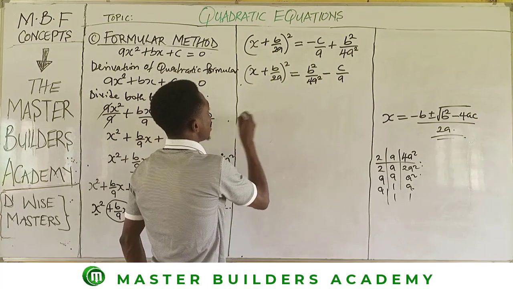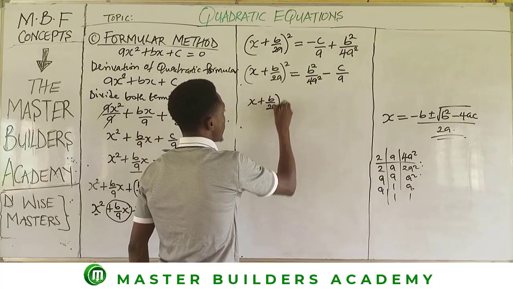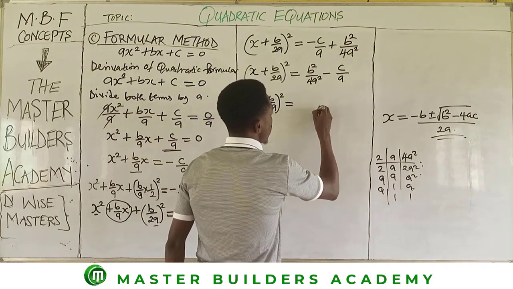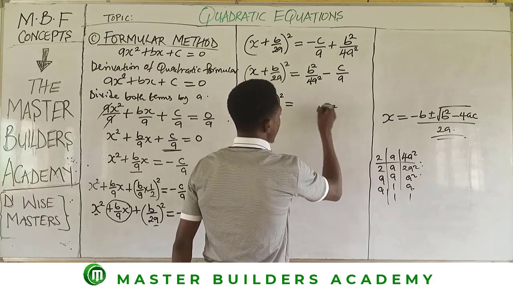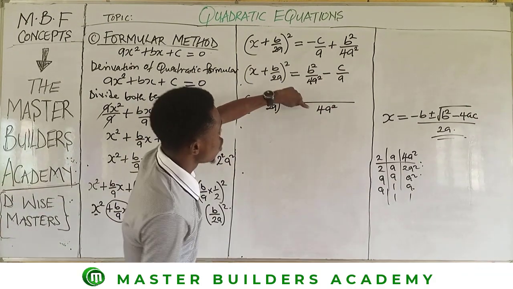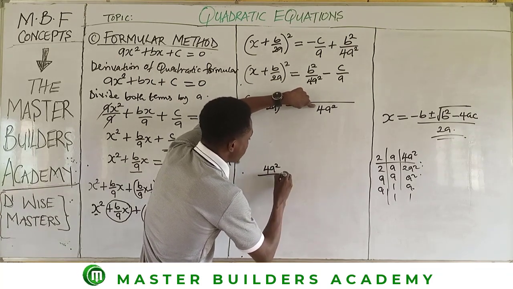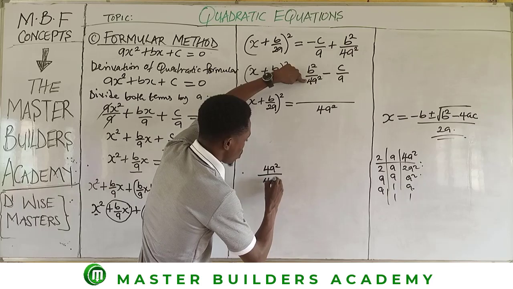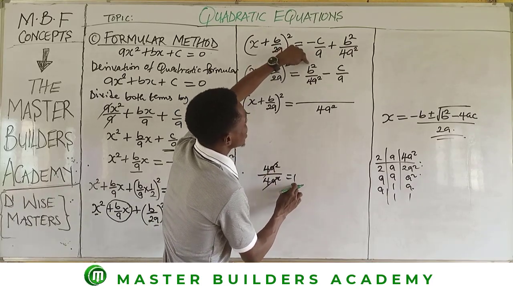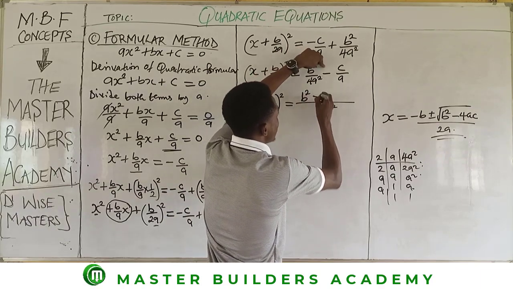Then we have the left hand side as x plus b over 2a all squared is equal to 4a squared. Then we create our division line. Then the next thing we are quickly going to do is to pick this new denominator, then divide it by the first denominator. And when this divides this, we are going to have 1. 1 times b squared. We will have this as b squared. Then put down this minus.